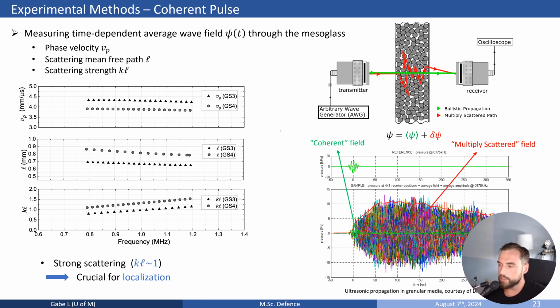But in essence, as you can see here on the right, the coherent pulse is the one that survives all averaging. So if you average all of this coda, all of the multicolored stuff, you will retain the coherent pulse that was initially sent in.